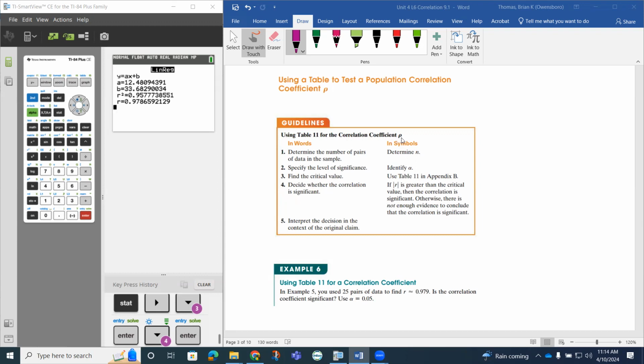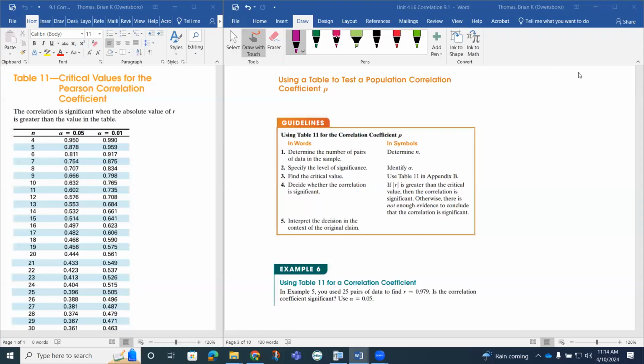Let me pause a second and pull up our table. So this table will allow us to identify a critical value that we can compare R against. In using the table, one of the things we have to identify is N, the number of ordered pairs in the data sample. Then alpha is going to be the level of significance. So we're going to be using these two things to identify the critical value in the table.